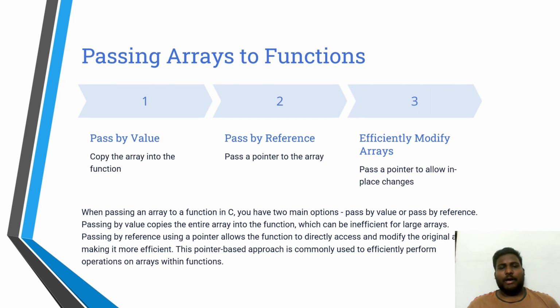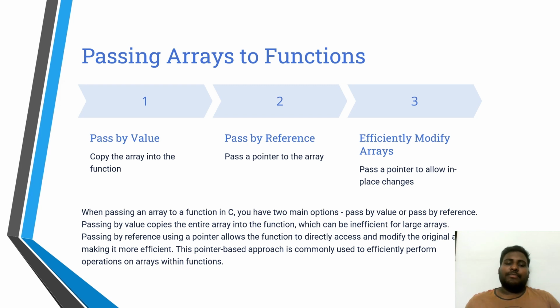Next, passing arrays to functions. Now the array values are passed to the function to perform a specified program or logic. There are steps that can be performed: passing by value and passing by reference. Passing by value: copying an array into a function. Passing by reference: passing a pointer to an array, allowing changes in place.